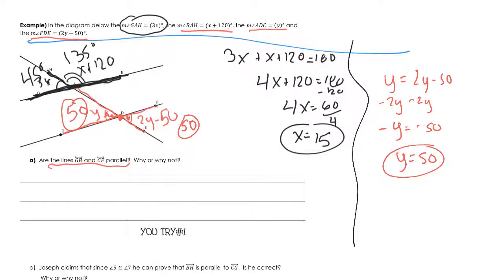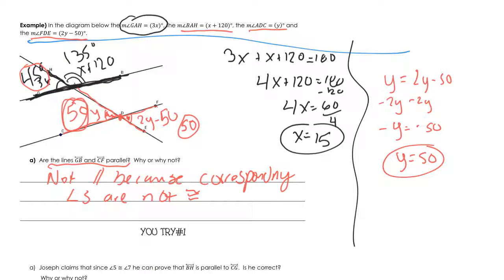So now I want to look at if these lines are parallel. Well, this angle is corresponding to this. But corresponding angles are equal if my lines are parallel. So these are not parallel, because my corresponding angles are not congruent. And if the lines were parallel, they would be congruent. So try the one at the bottom, and then I'll show you the answer.